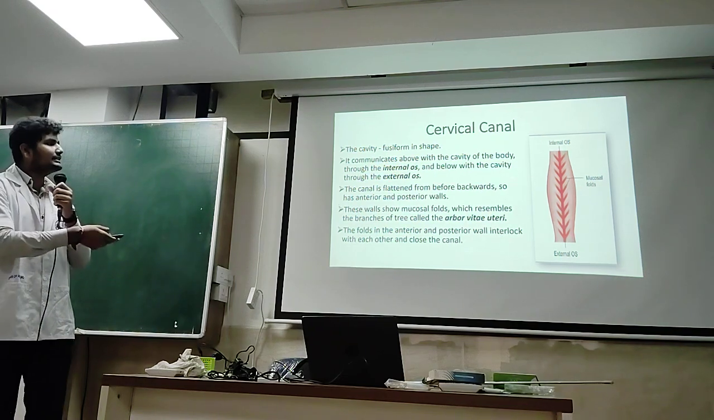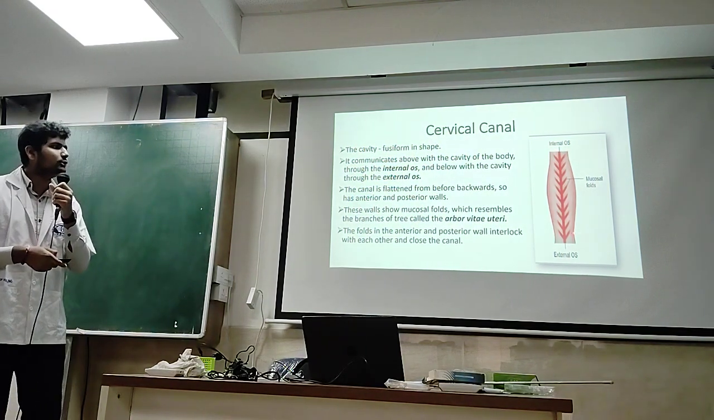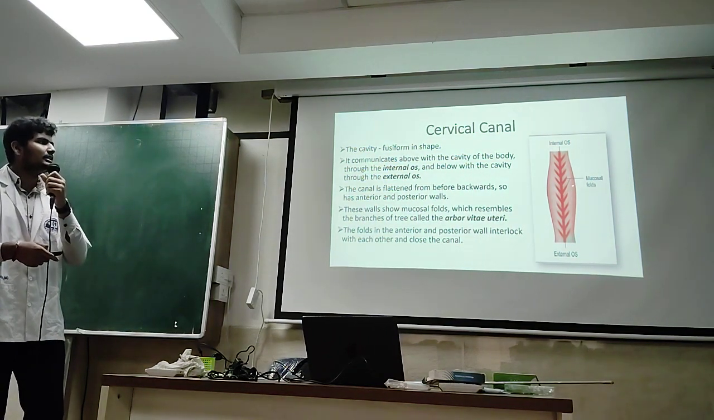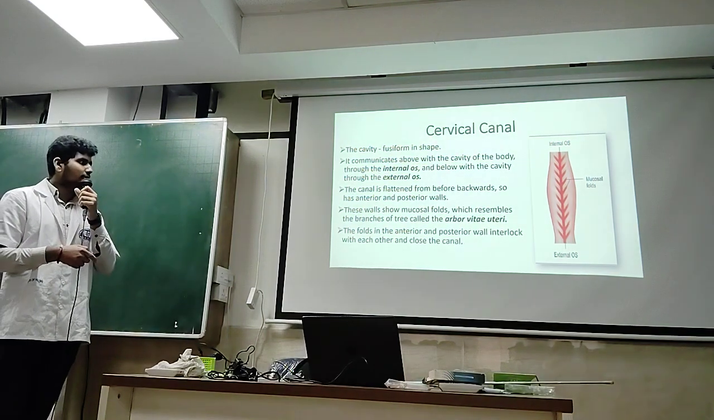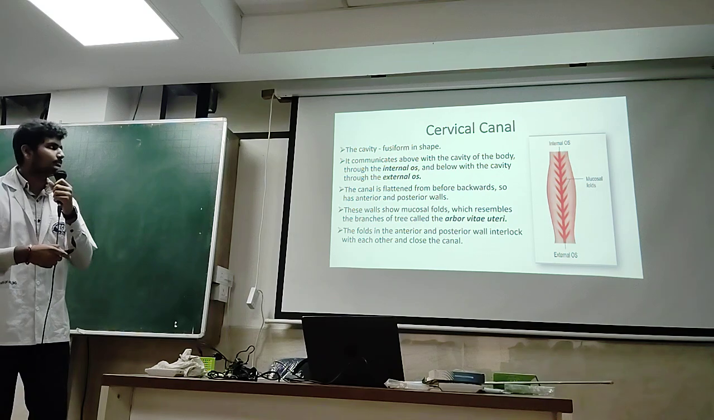These walls show mucosal folds which resemble the branches of a tree, called the arbor vitae uteri. As in the diagram, you can see the internal os above and the external os below, and in between the mucosal folds resemble a tree. The folds in the anterior and posterior walls interlock with each other and close the canal.